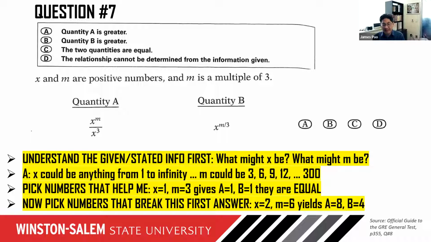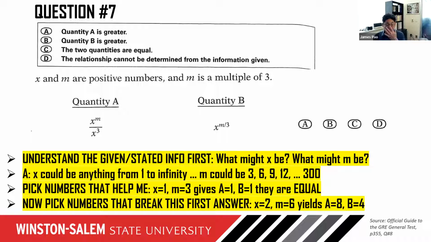Then if I plug the M equals 3 into the quantity B result, I get X to the M over 3, which is X to the 3 over 3, which is X to the 1st power, which is simply X. And I'm sorry, I made a quick mistake. Quantity A actually is X to the 3rd divided by X to the 3rd. Sorry about that. And so again, X to the 3rd for quantity A divided by X to the 3rd is equal to 1. And quantity B, X to the 1st power, when X equals 1, 1 to the 1st power is equal to 1.